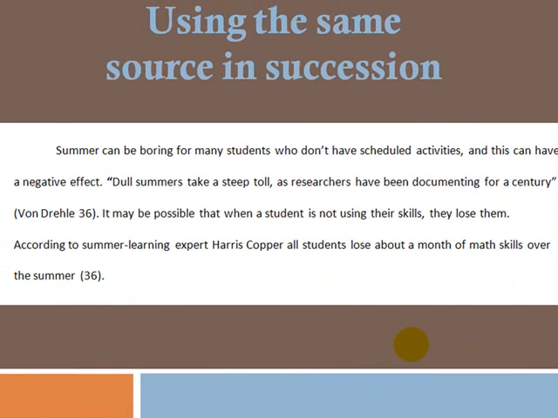One other thing that we want to go over in terms of MLA format, if a student uses the same source in succession in their paper. If you look at this example, you can see they have Von Drell 36, and then the next sentence it just has 36. That's acceptable MLA format. By putting just the 36, it tells the reader of the paper that it's the same author as the previous sentence.